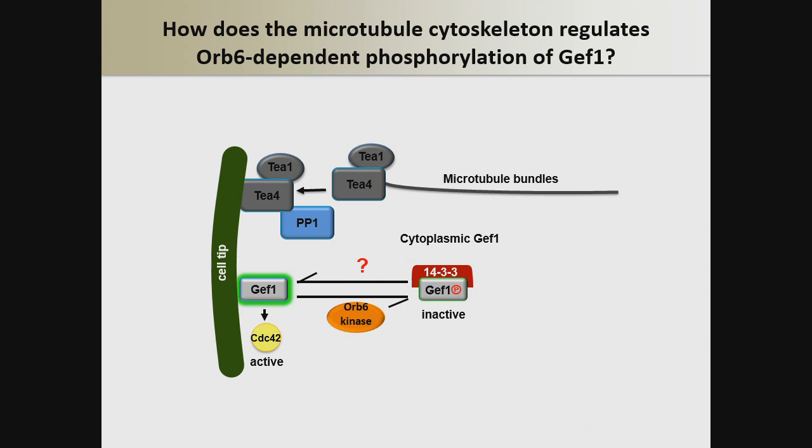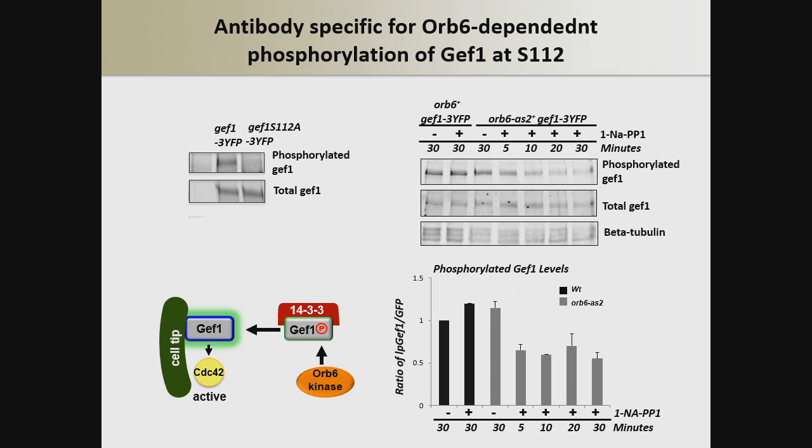To test this idea, we created an antibody specific for phosphorylated Gef1. I have to tell you that there's only one NDR phosphorylation site in Gef1, which allows us to ask this question in an easier way than if you had multiple sites. When we use our phospho-specific antibody in our Gef1 S122A strain, we failed to detect any signal, suggesting it is specific for this phosphorylation site and is ORB6 mediated.